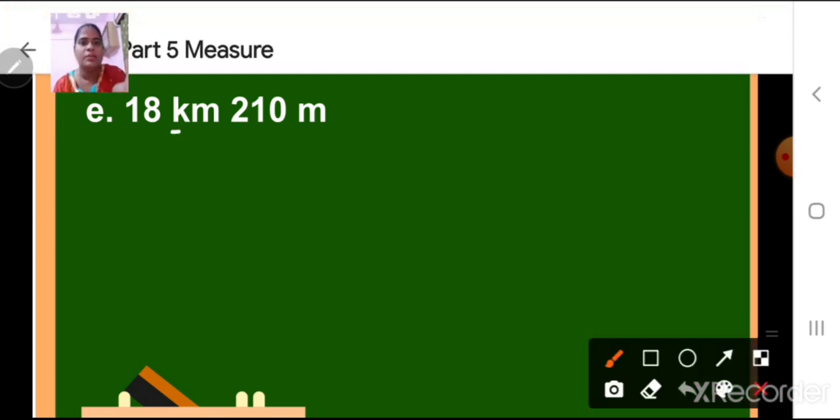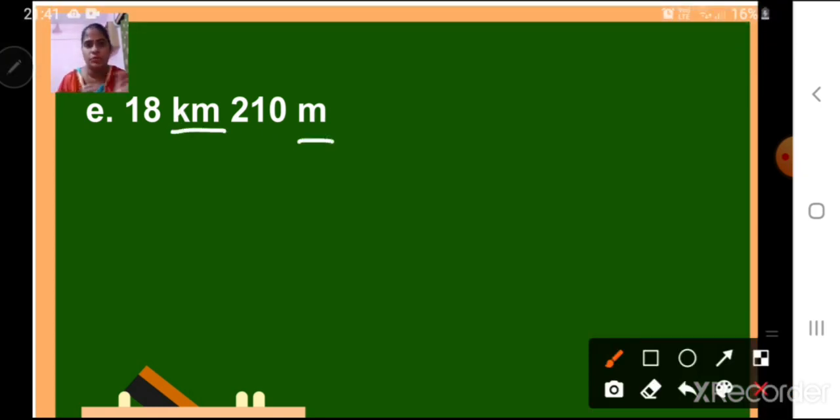Okay, next one is E1. E sum, we have 18 kilometer and 210 meter. Children, here we have two units. You can see kilometer and meter. We have both of them and we want to convert both of them into meter.